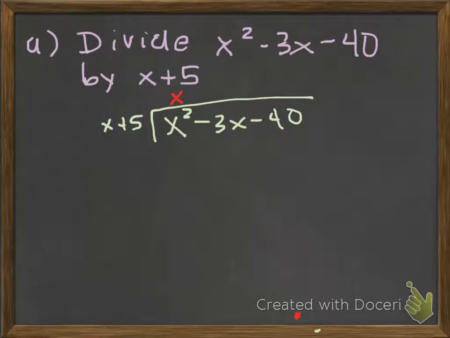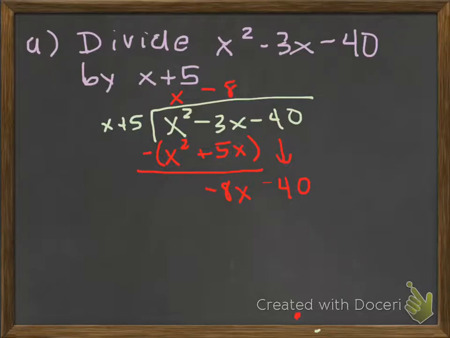Now I'm going to distribute that x to this x plus 5. So x times x is x squared, and x times 5 is 5x. Now we subtract this entire quantity, just like I would have done with regular division with numbers. So x squared minus x squared, they cancel. Negative 3x minus this positive 5x is going to be negative 8x. Now I'm going to drop this negative 40. Now I say, x times what would give me negative 8x? That would be negative 8, so I'll write the negative 8 up here.